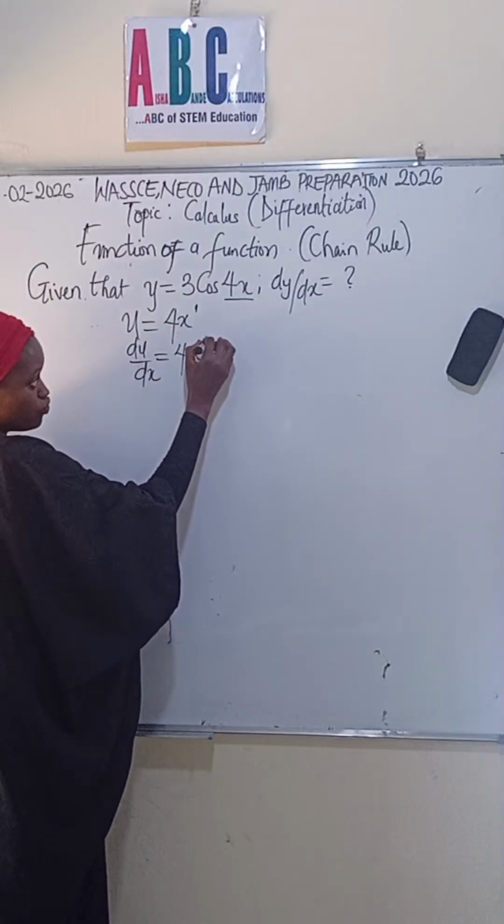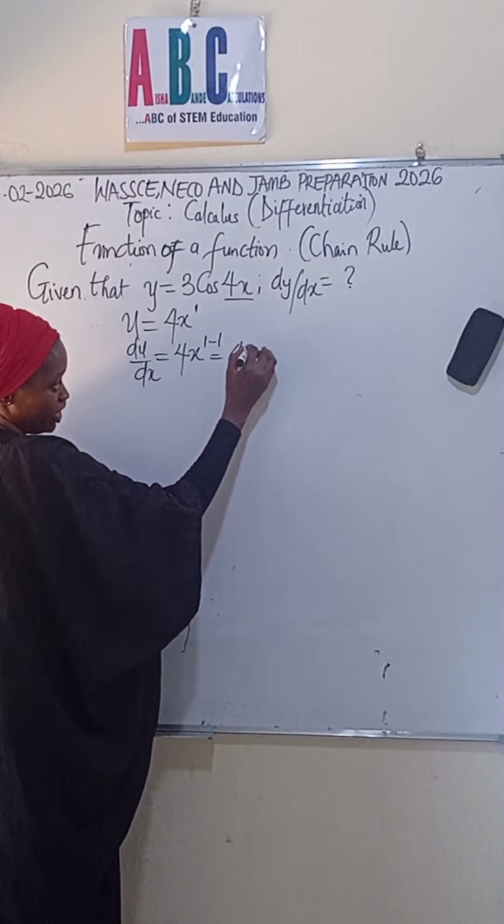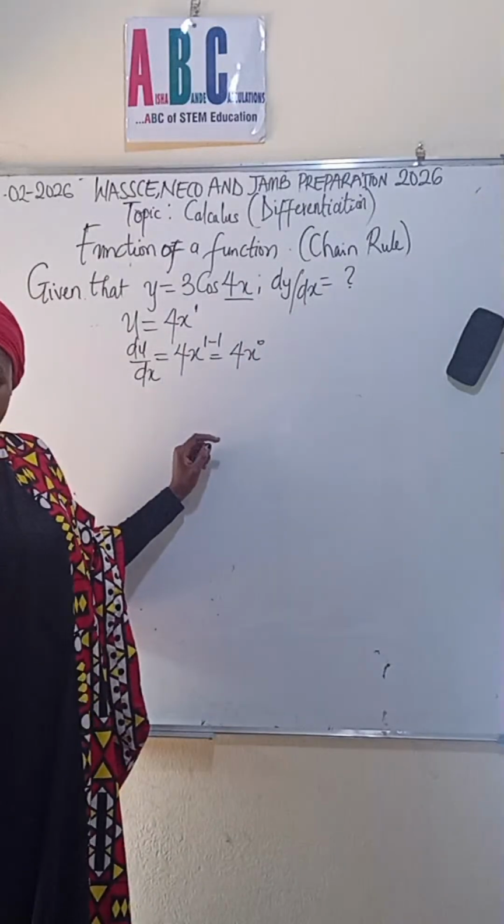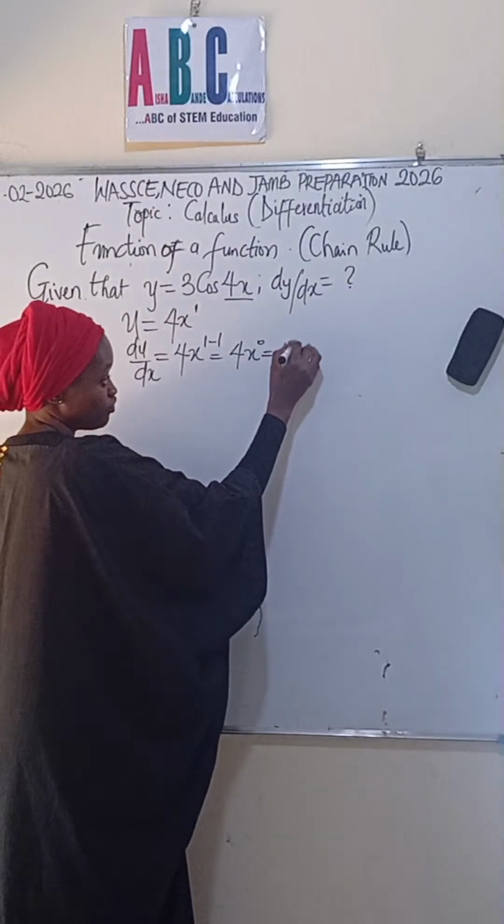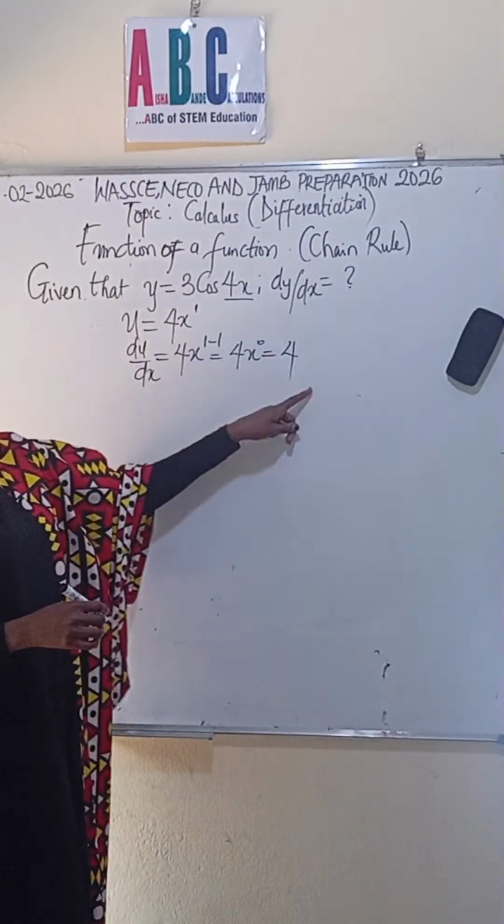And then x to the power of 1 minus 1. So this is 4x to the power of 0. For those that might want to ask, how do we differentiate? x to the power of 0 is 1, and 4 times 1 is 4. So differentiating 4x, we have 4.